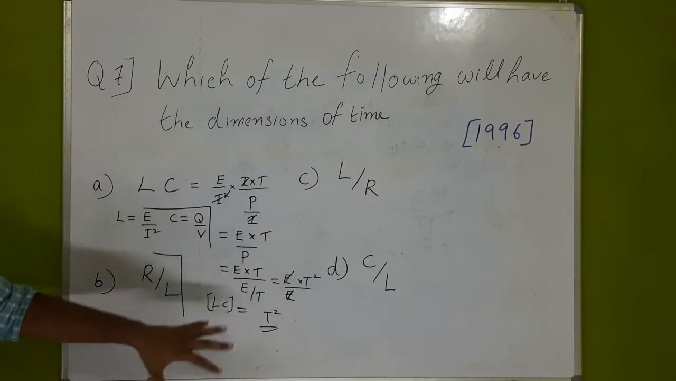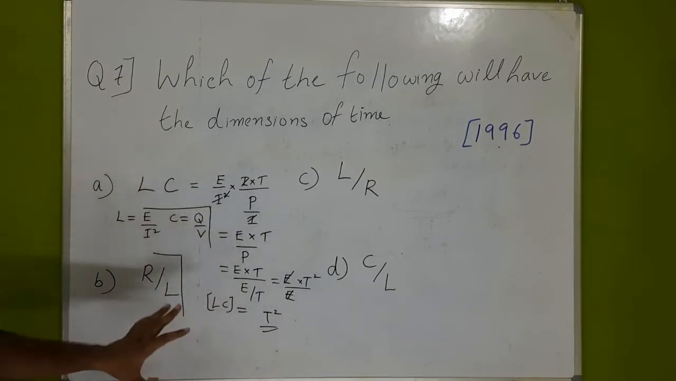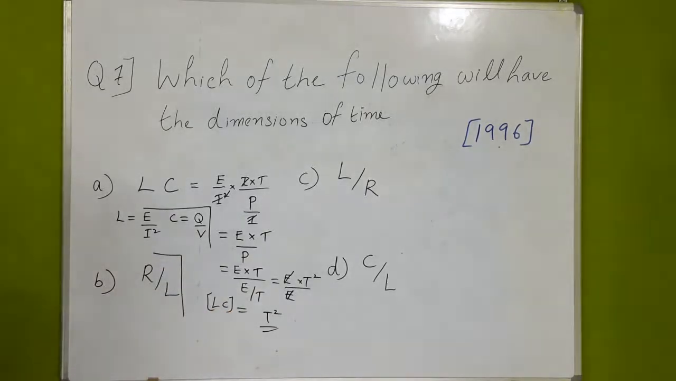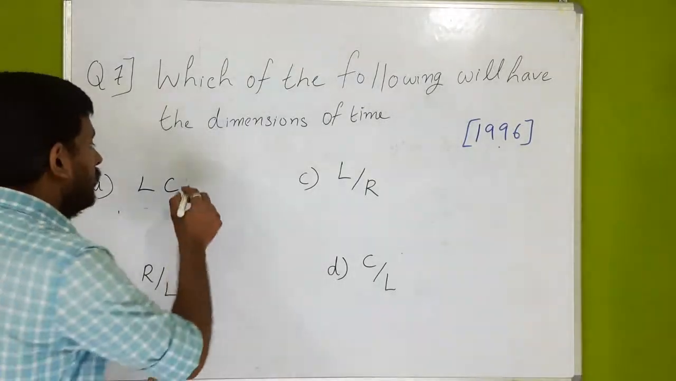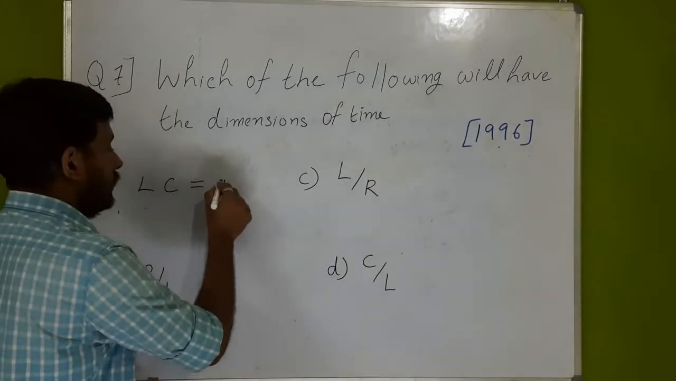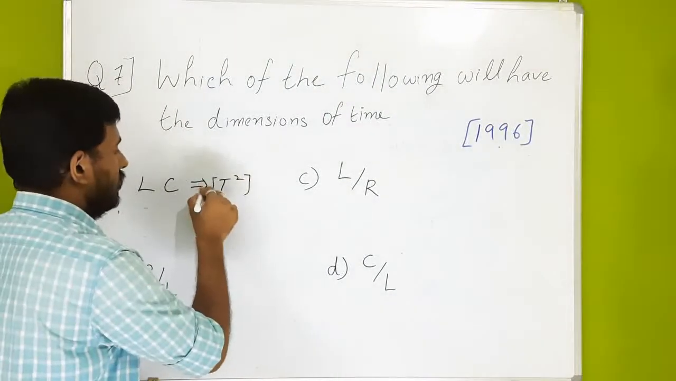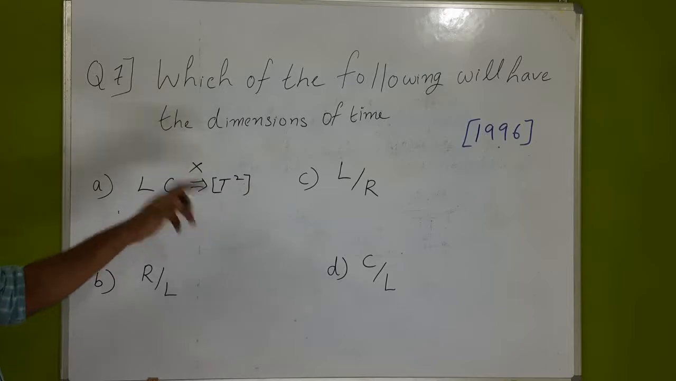So have you understood this? The dimension of LC is equal to the dimension of T square. So take it down. So the dimension of LC is T square. So this is not the answer because we need the dimension of time.